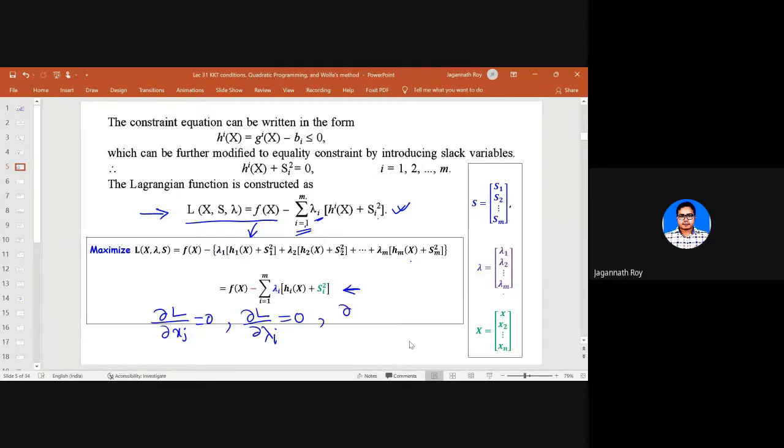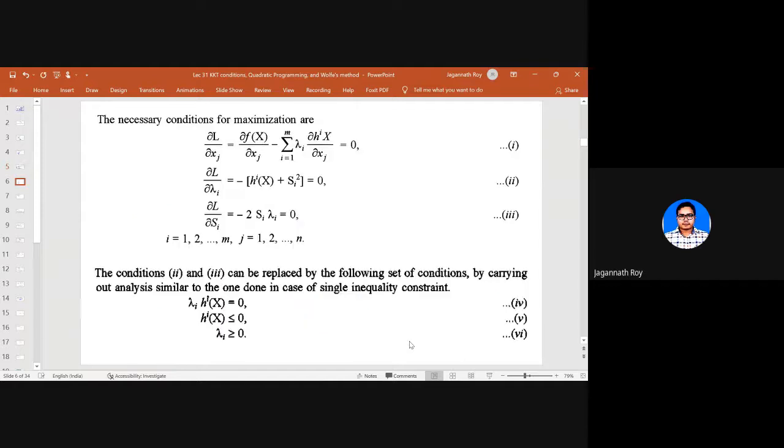And then del L by del S i, where i varies from 1 to m. We'll make it 0 and then try to find the equations. So once we do this, the first necessary condition is this one. Then the second necessary condition is this one. We make it 0. The third set of necessary conditions is this one.